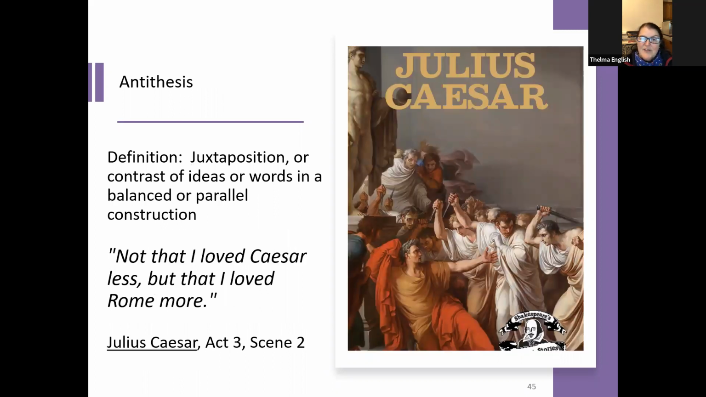Not that I loved Caesar less, but that I loved Rome more. Another contrast of ideas or words, antithesis. This is great in Julius Caesar, and another great play, especially if you are doing classical lit. If you do classical lit with me, when I create that class this next fall, then Julius Caesar is a play you'll be reading. Great line.